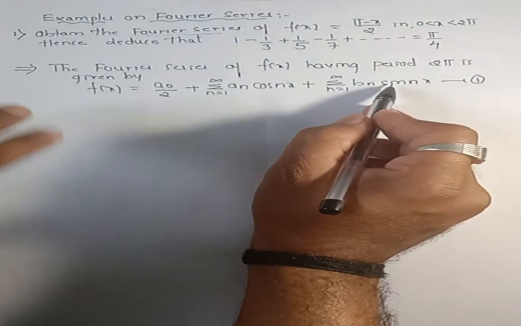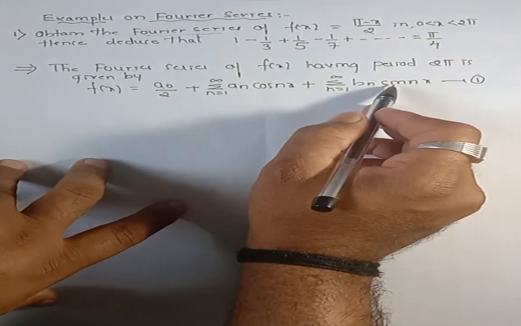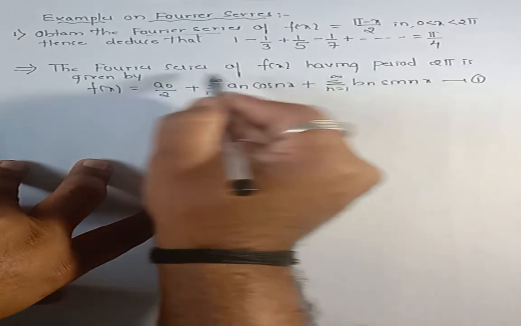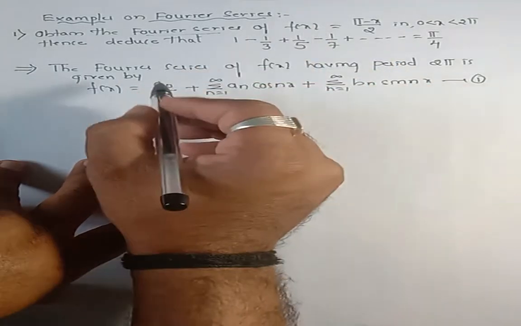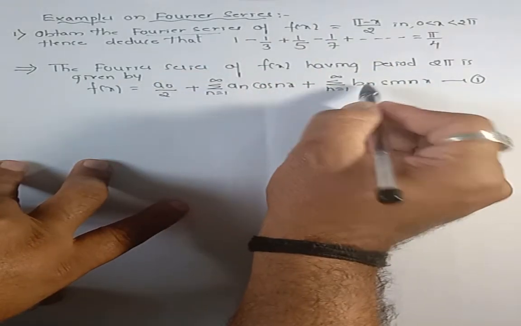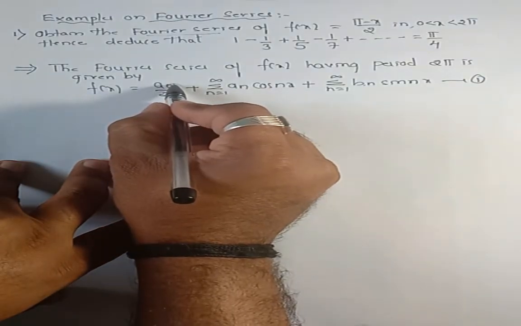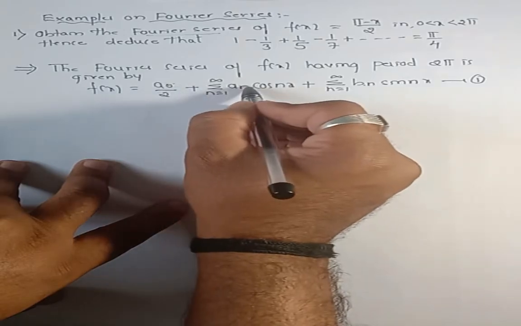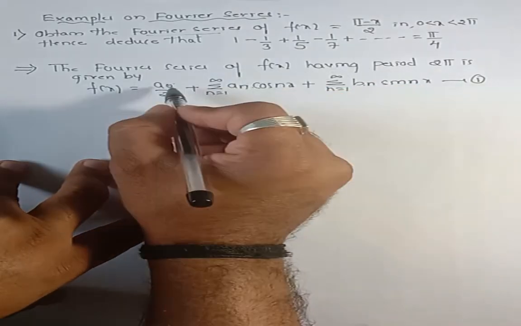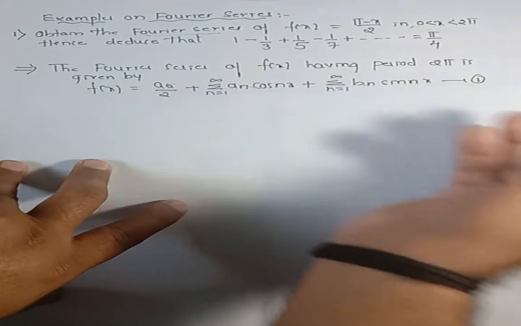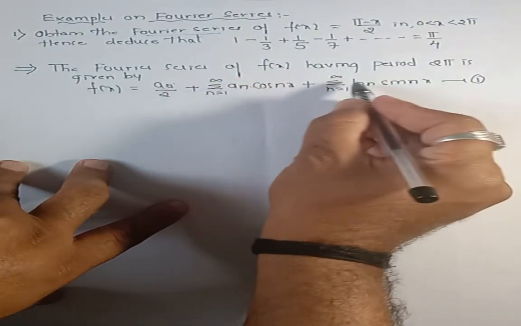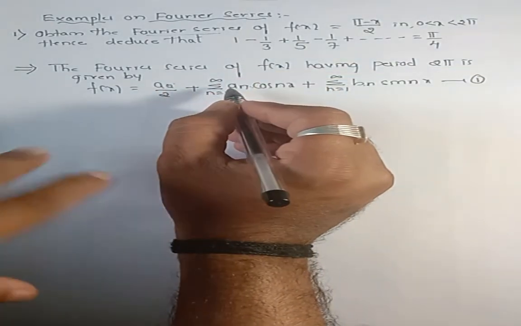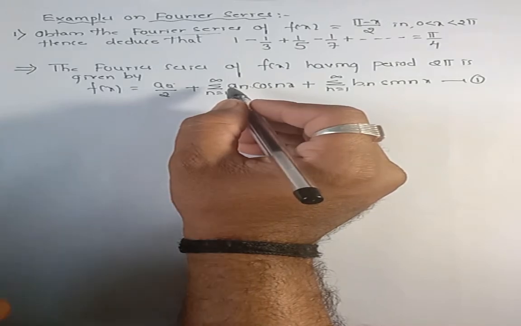This series is called a trigonometric series, and we are assuming it is now the Fourier series. Presently it is a trigonometric series. After getting these constants a0, an, bn, these are known as Fourier constants. You need to find these three and substitute these values in equation 1. You will get the Fourier series.